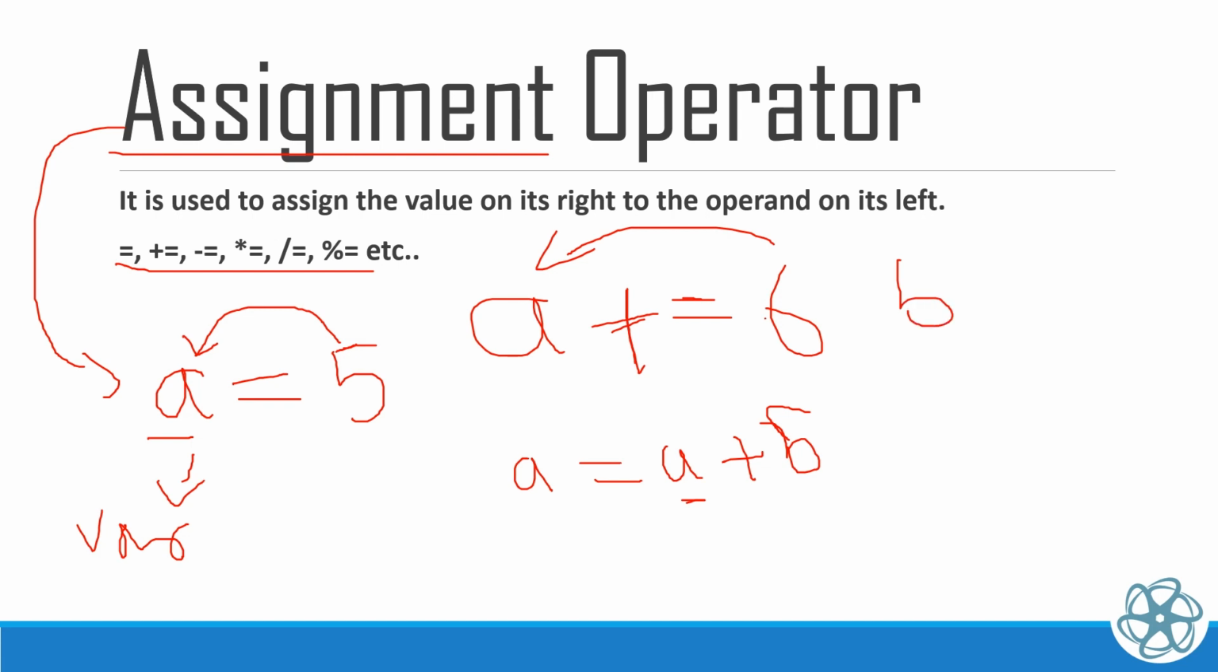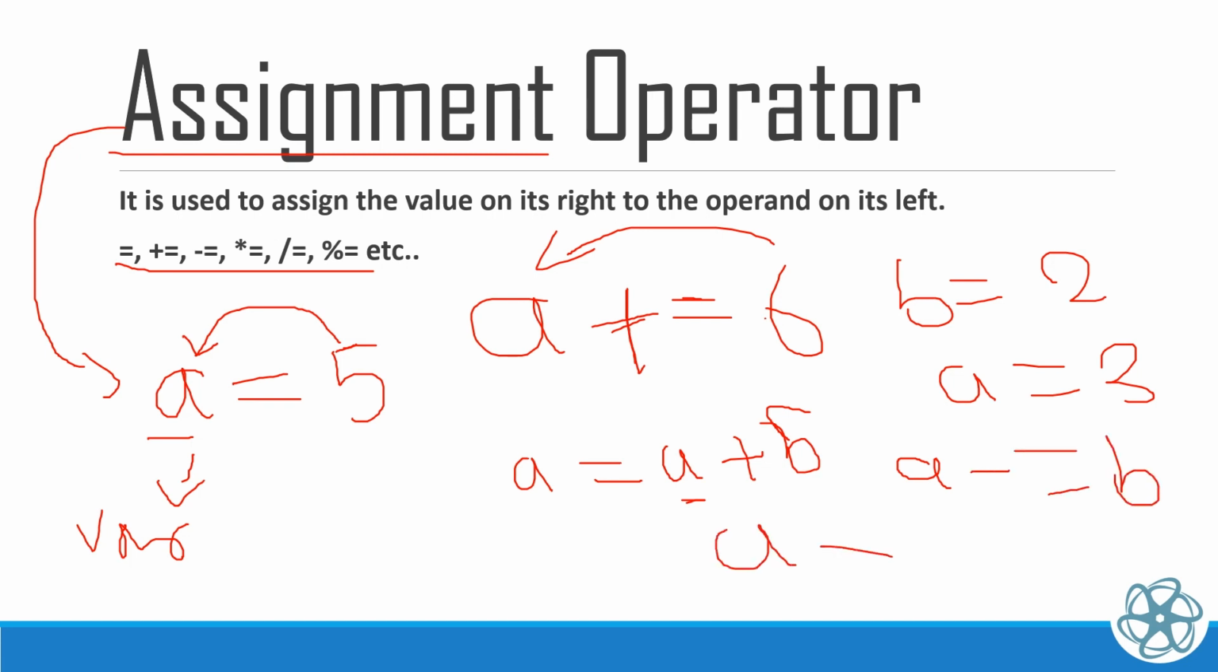Like if I declare some variable b equal to 2 and I want to operate between b and a, let me say a is equal to 3. I can simply write a minus equal to b. It is nothing but a equal to a minus b. Then 2 will be subtracted from 3 and I will get the answer as 1. So this is the work of assignment operators. Let's move to VS Code and run these programs.